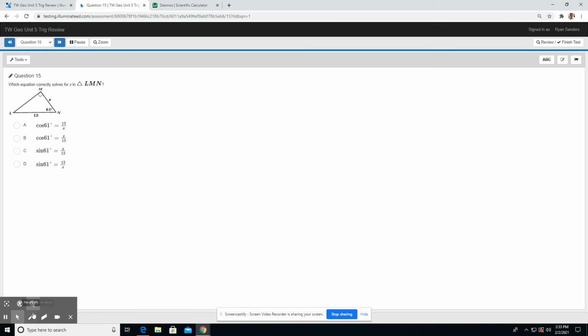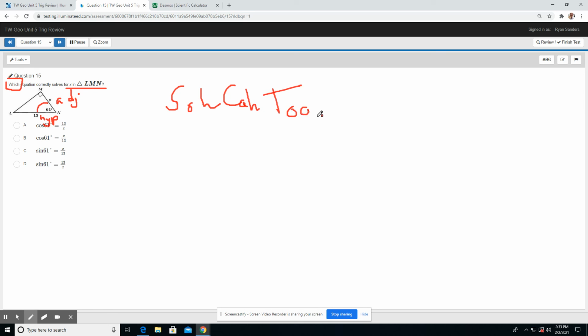Yay, last problem. All right, which equation correctly solves this triangle for x? Angular reference, this is the adjacent side, this is the hypotenuse side, so SOHCAHTOA, adjacent and hypotenuse. Cosine of 61 is equal to adjacent, which is x, over hypotenuse, which is 13. So x over 13, cosine of 61.